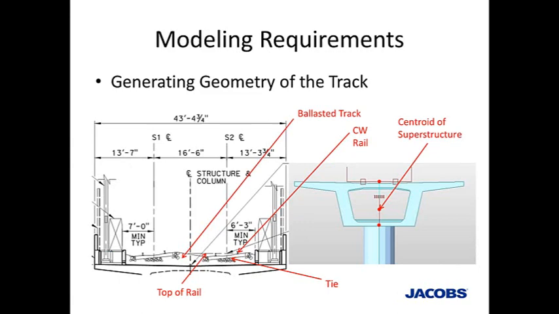So let's take a look at what a high-speed rail bridge cross-section looks like. This is obviously a ballasted bridge, but you can imagine a direct fixation cross-section with the main change being adding pedestals instead of the ballast there. The goal in the model is to accurately capture this cross-section, including the real location of the rails relative to the superstructure centroid. Now, Scott's going to show a bit later how we went about doing that.